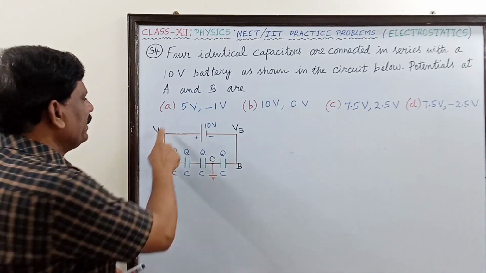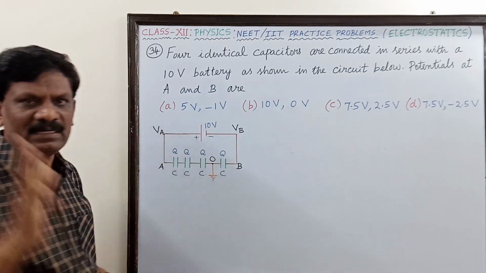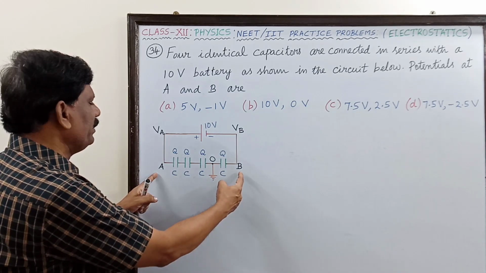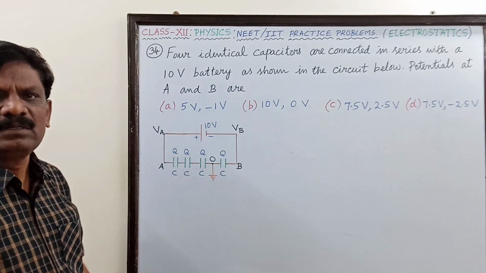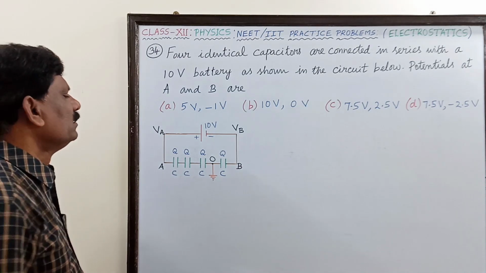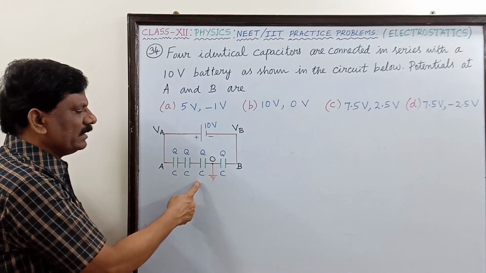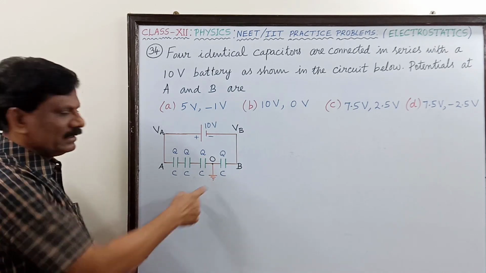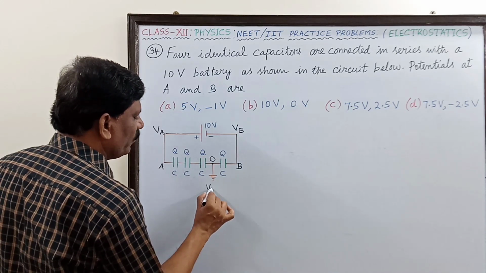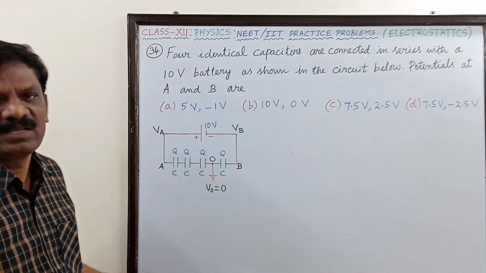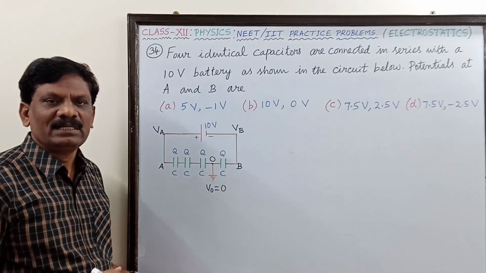Now what is VA minus VB? That is given as 10 volt. The potential difference between the points A and B is equal to 10 volt. And you see that point O between the third and the fourth capacitor is grounded. So grounded means here VO is equal to 0 volt, because it is grounded.